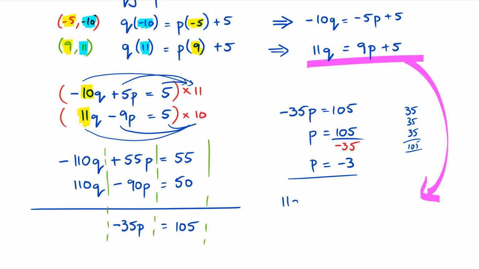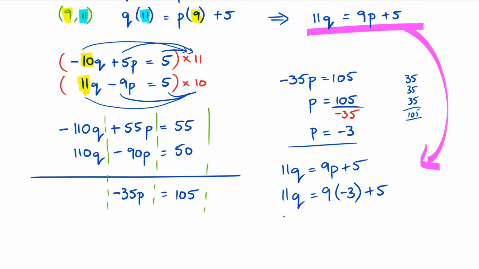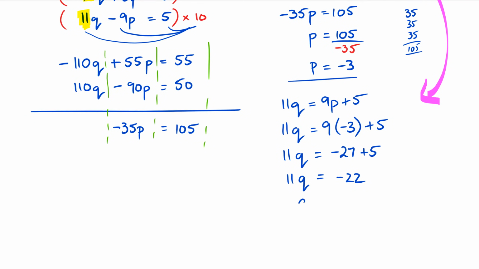So I've got 11q equals 9p plus 5. So I've got 11q equals 9, p is negative 3, plus 5. Carrying on, 11q equals 9 times negative 3, which is negative 27, plus 5. And then 11q equals negative 22. Getting rid of that 11 to the other side, it becomes divided by 11, which means q is equal to negative 2. So my final answer is p is equal to negative 3 and q is equal to negative 2.